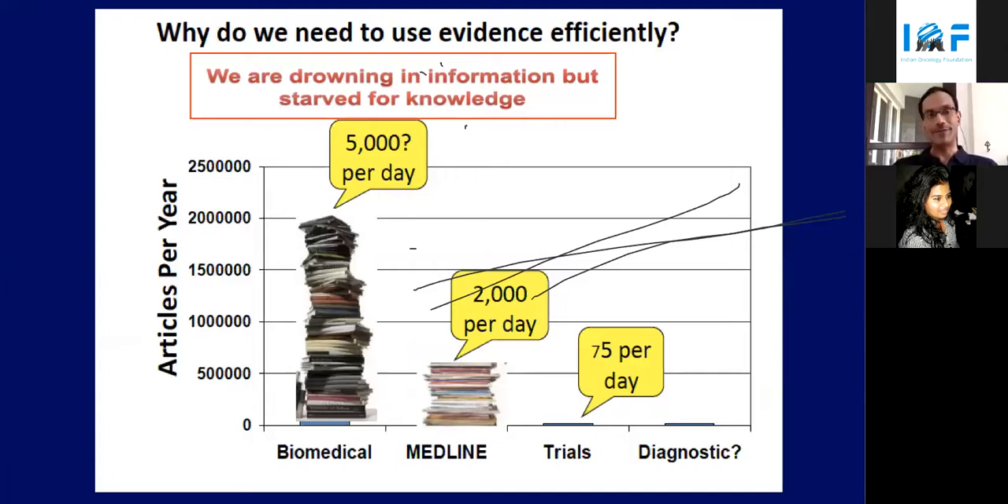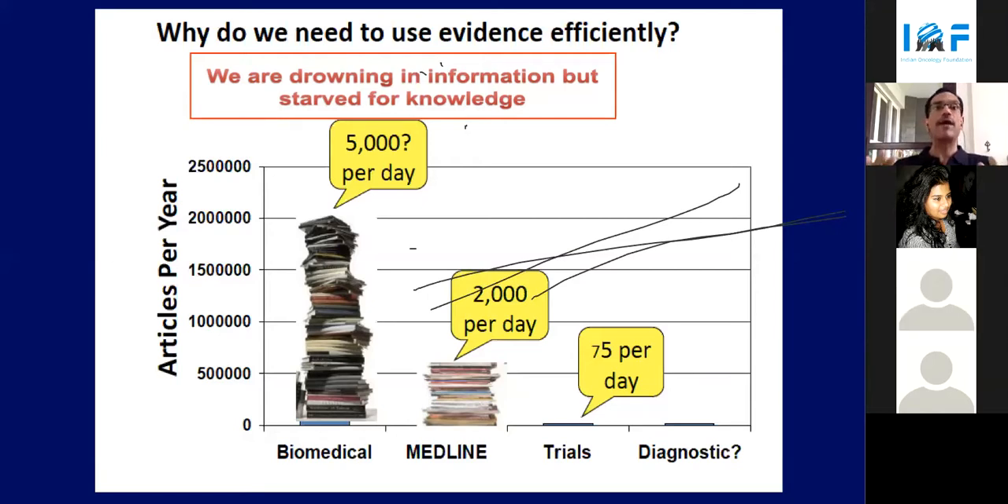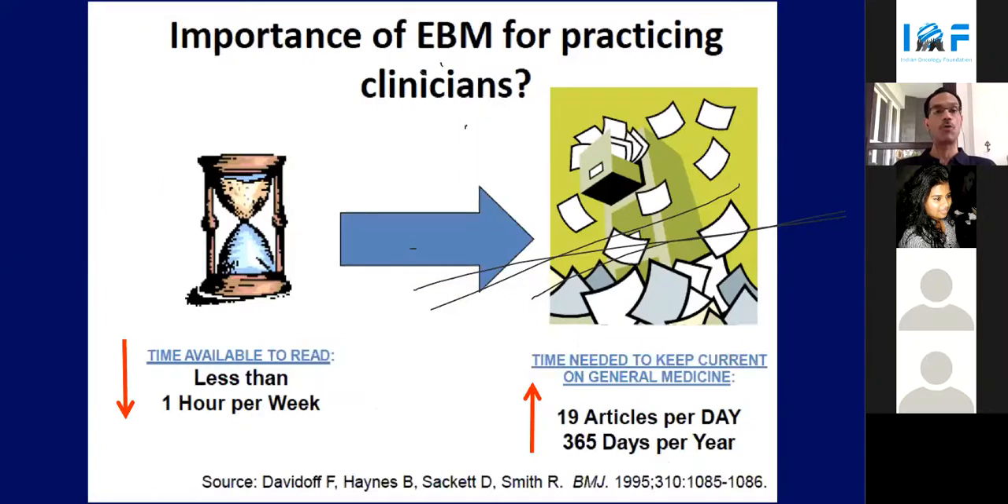Now, if you get all the evidence, it's important to understand that we should be using this evidence very efficiently, right? The problem is that we've got so much information, but we are actually starved for knowledge. There's a lot of difference between having information and synthesizing that into knowledge, because this is the amount of literature that you're getting. 75 trials per day, 2,000 indexed into Medline every day, 5,000 into biomedical every day. So look at the magnitude, the size, and the quantity of medical evidence that is going in.